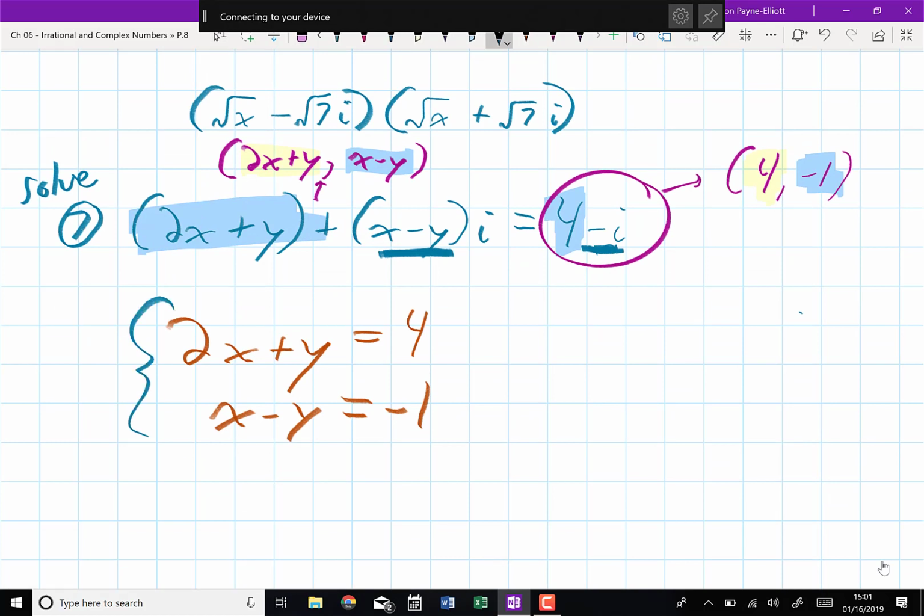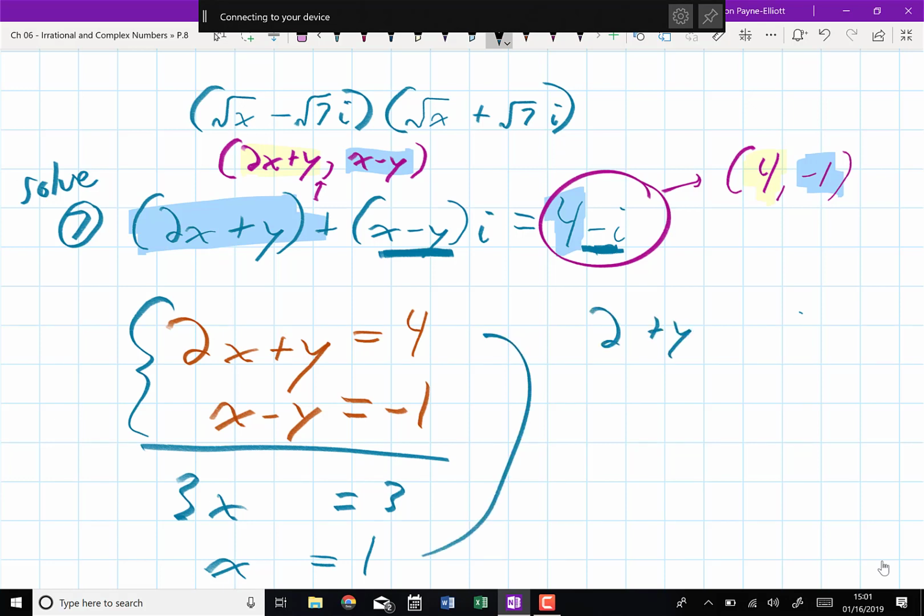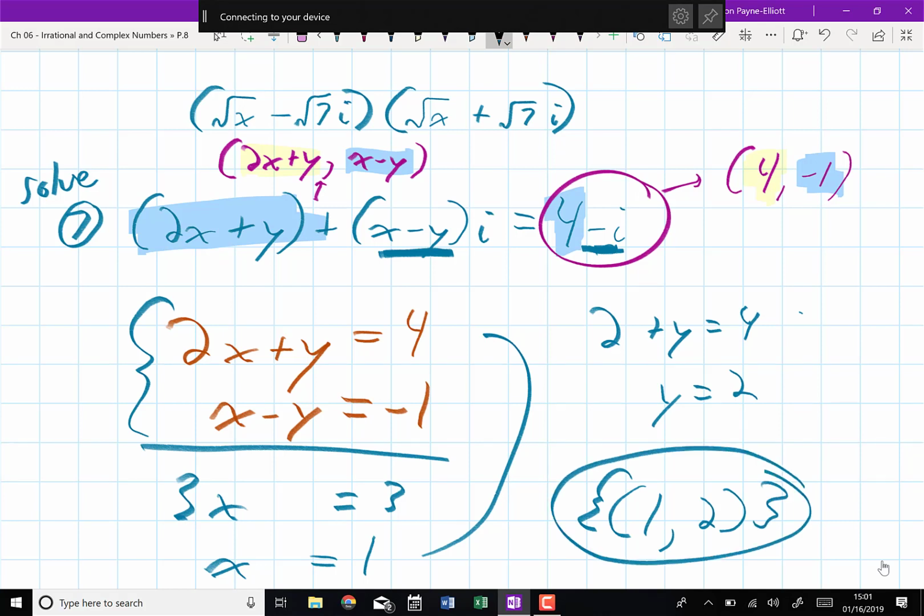Okay. Guys, how would you do this? Yeah, I'm going to add them, because I have 3x equals 3. Oh, I didn't see that. I'm solving the system, and x is equal to 1. I'm going to plug it in right here. 2 times 1 plus y is equal to 4. So y is 2. And so my solution set is the ordered pair 1, 2 for x, y. So it's a different way of asking a system.